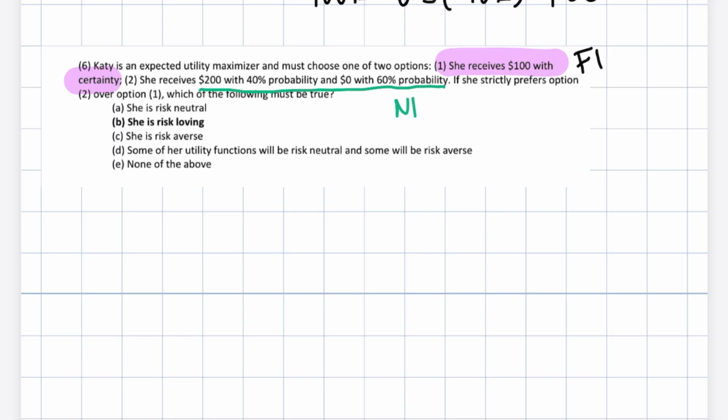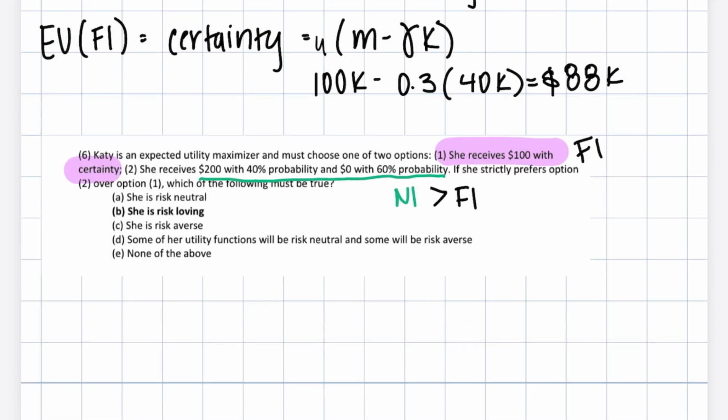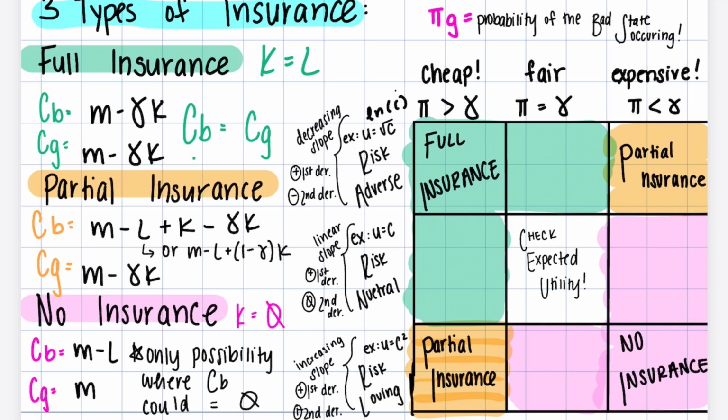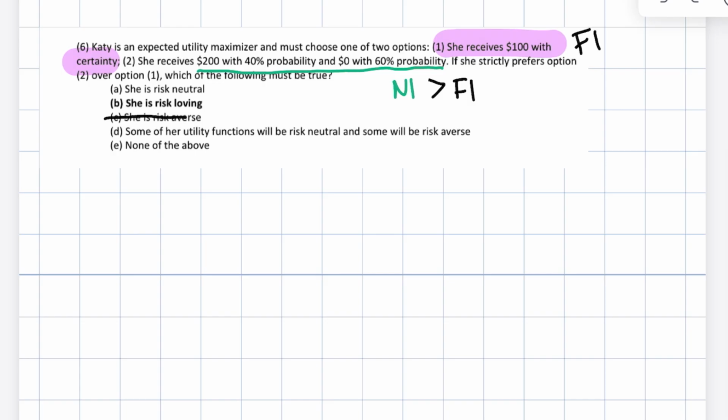So if she strictly prefers no insurance over full insurance, we're going to go ahead and look at which individuals choose to not insure. So the only two people who choose to not insure are either going to be risk loving or risk neutral. So she is definitely not risk averse, right? Because risk neutral can maybe not insure, risk loving could possibly not insure, but risk averse, they're always going to insure in some way because they're not willing to not insure. So we can go ahead and get rid of the risk averse individual.